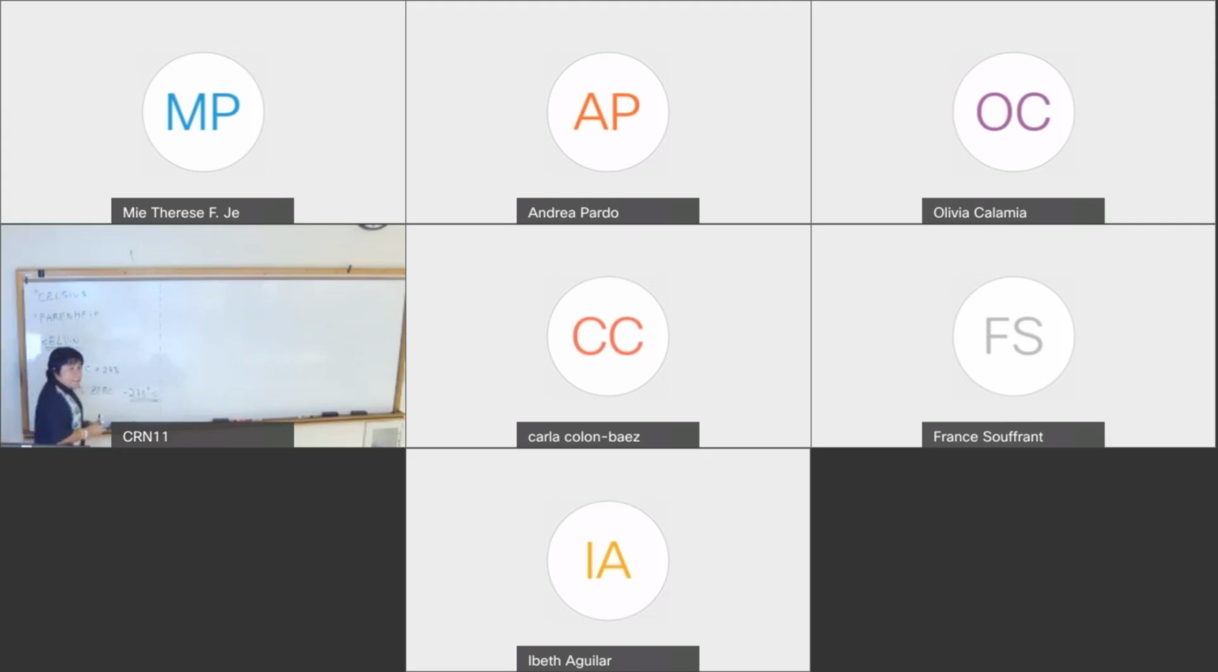So for Fahrenheit and Celsius, the conversion is Celsius over 5 equals Fahrenheit minus 32 divided by 9.